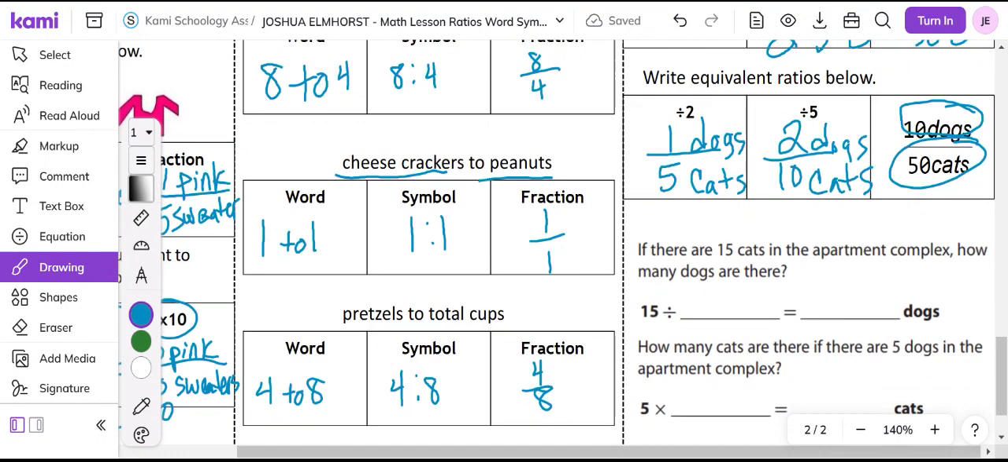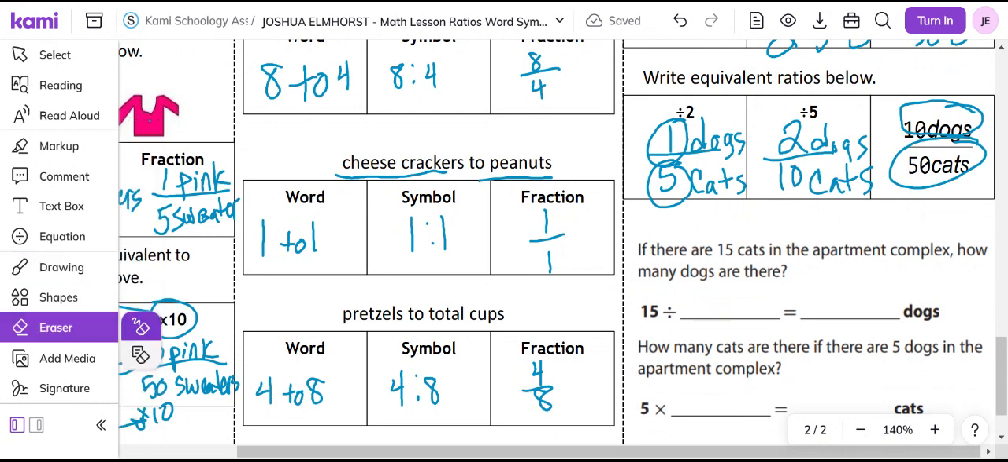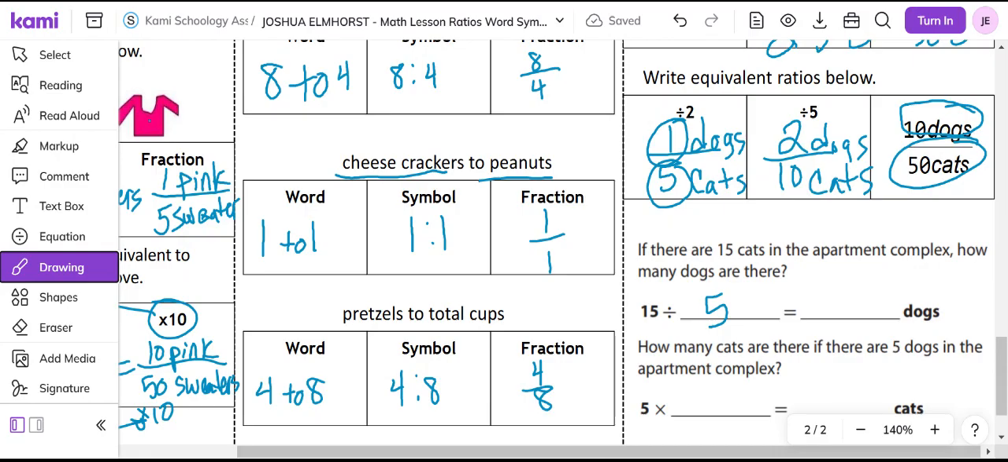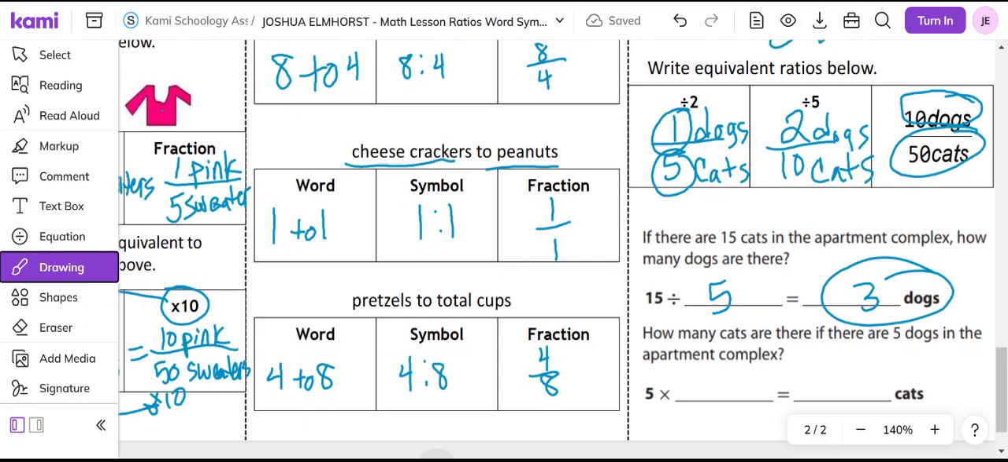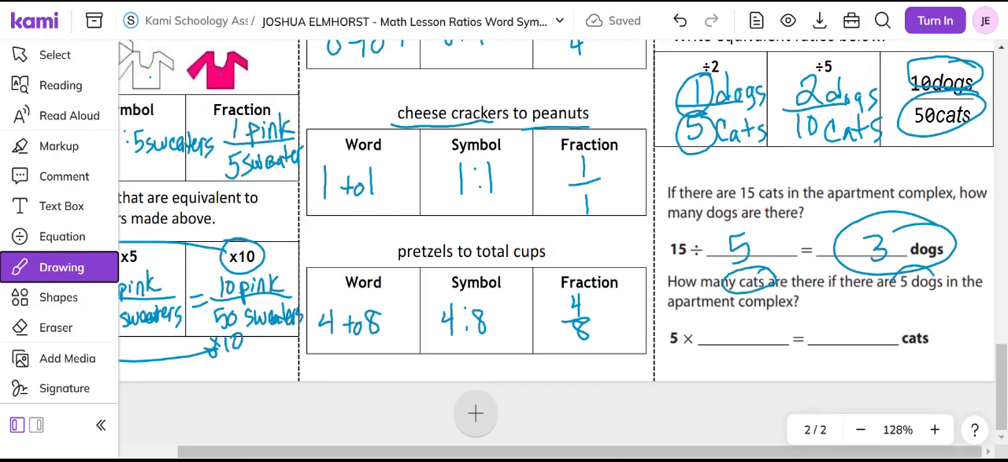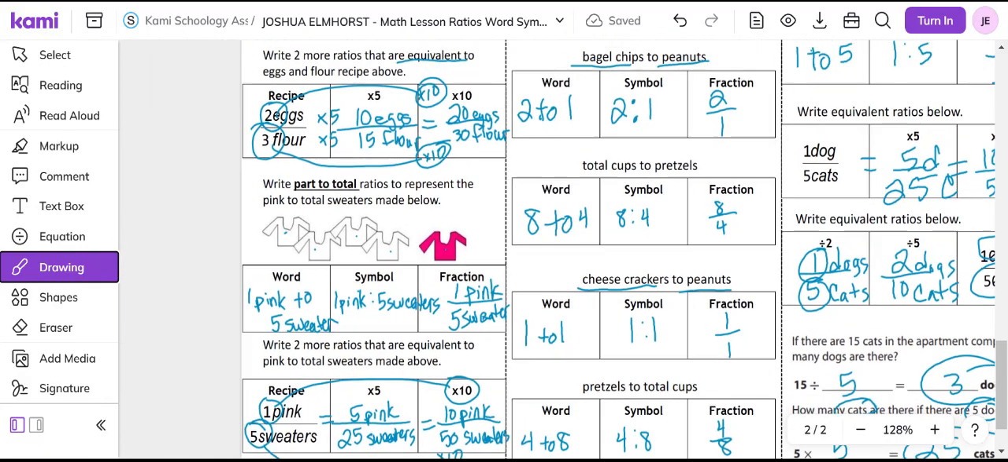Now, if there's 15 cats in the apartment complex, how many dogs are there? Well, the ratio is 5 to 1. So if there's 15 cats, you're going to divide by 5. So 15 divided by 5, there would be 3 dogs. How many cats are in there if there's 5 dogs? The ratio is 5 to 1 or 1 to 5, so you're multiplying by 5. So every dog is times 5 to get the cats, so there would be 25 cats.